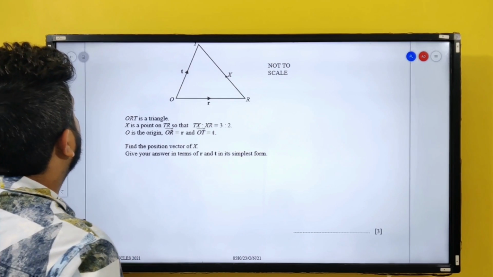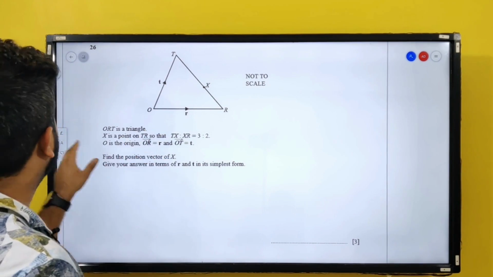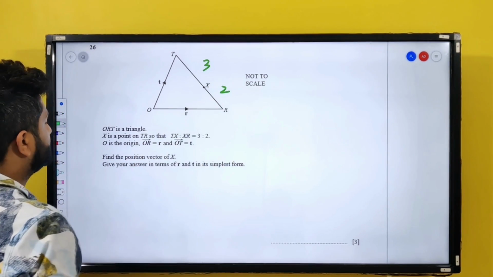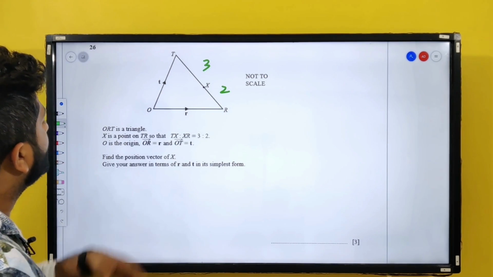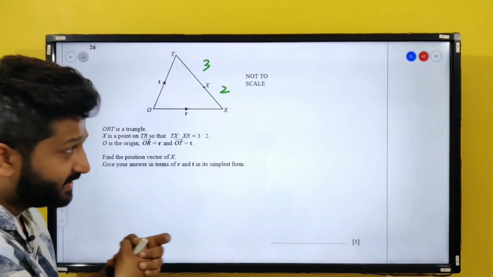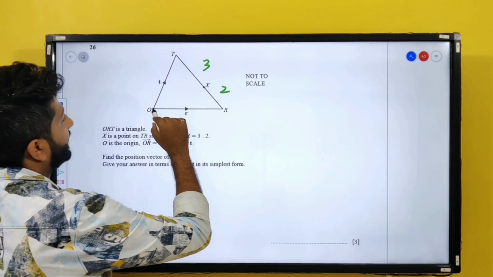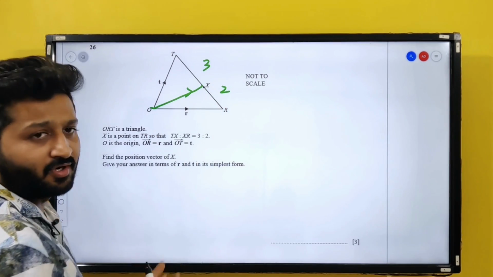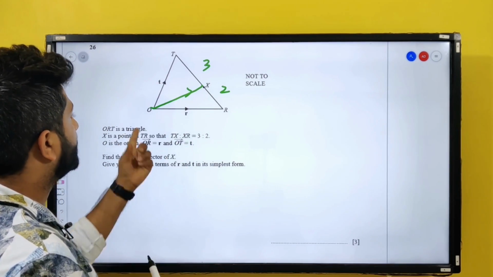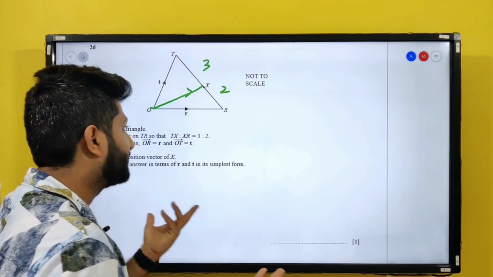Next question. ORT is a triangle. X is a point on TR such that TX is to XR is 3:2. O is the origin, OR is r, OT is t. Find the position vector of X. Position vector means with respect to the origin, so I am supposed to find OX. In order to go from O to X, there are two possible ways. You can go either from OR to RX or from OT to TX. Both of them are feasible.